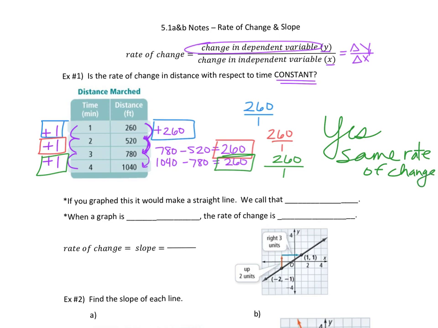Okay, so we're just comparing how much the y changed by over how much the x changed by. Okay? Questions on that?